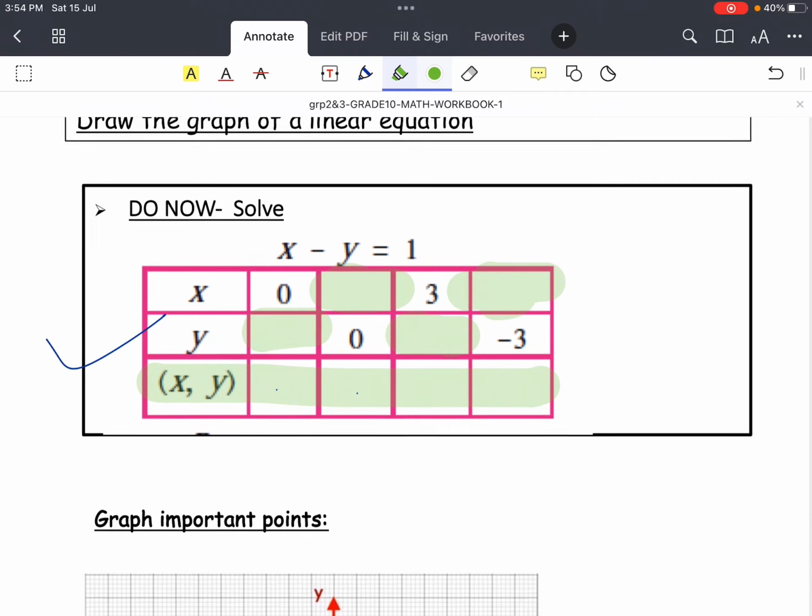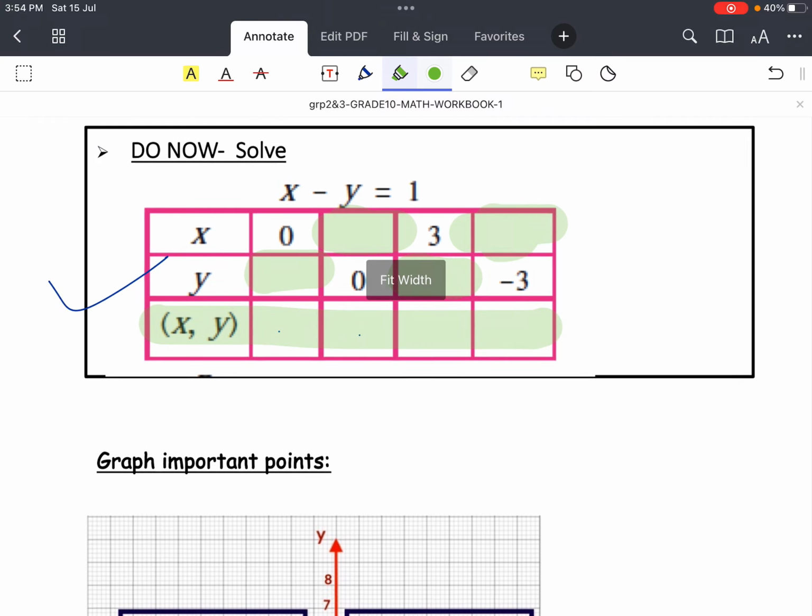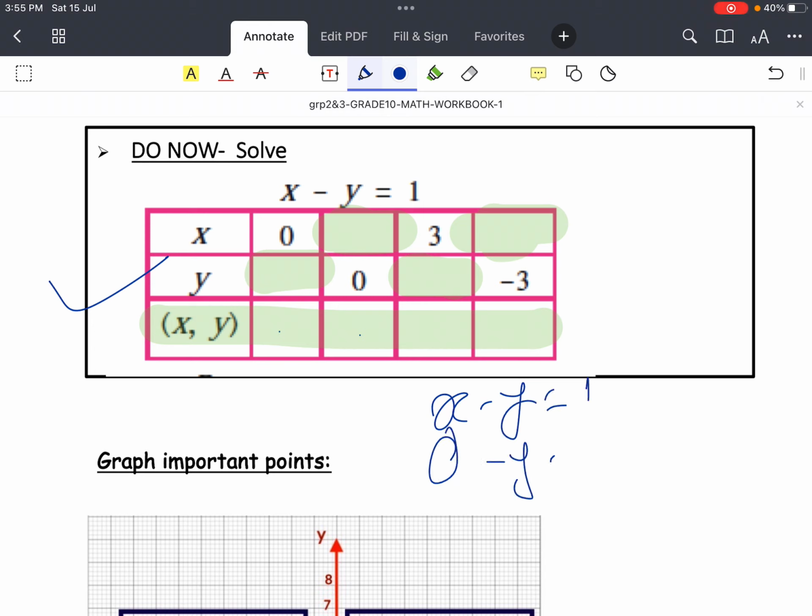Okay, so let's complete this table. X minus y is equal to 1. So the question is like that, x minus y is equal to 1. For that, x is equal to 0, so minus y is equal to 1, so ultimately y is equal to minus 1. So write down minus 1 here. 0, minus 1.